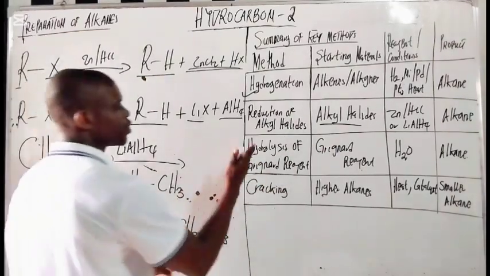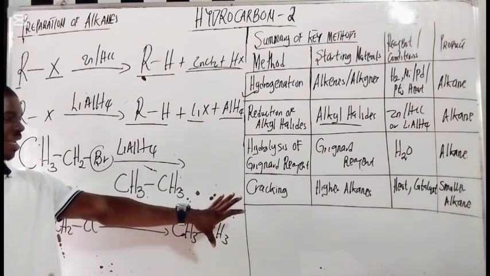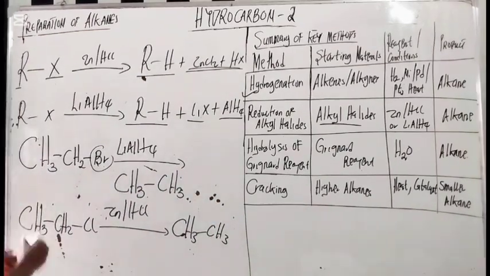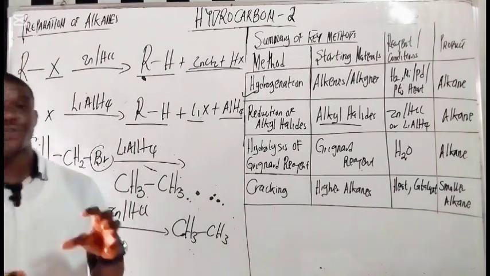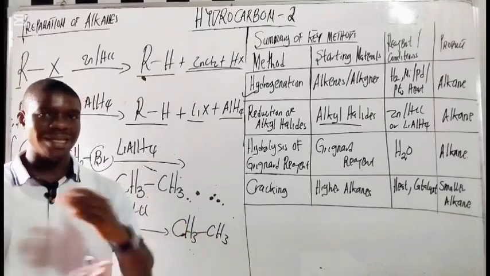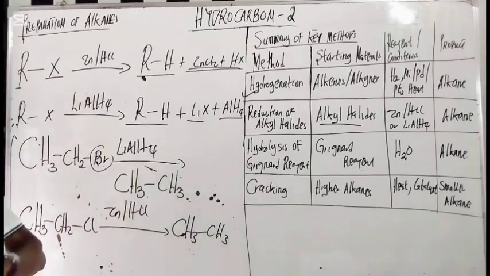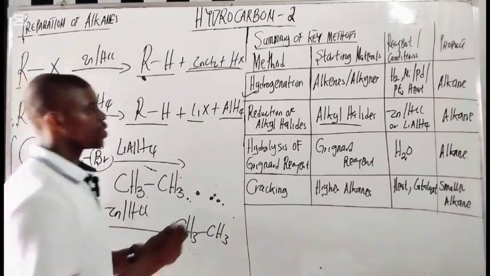So these are reduction of alkyl halide reactions. This is called reduction. When we talk about reduction of alkyl halide, we are removing the halide and putting in hydrogen. That is how easy it is. It's not difficult, right? So we are done with this one here.